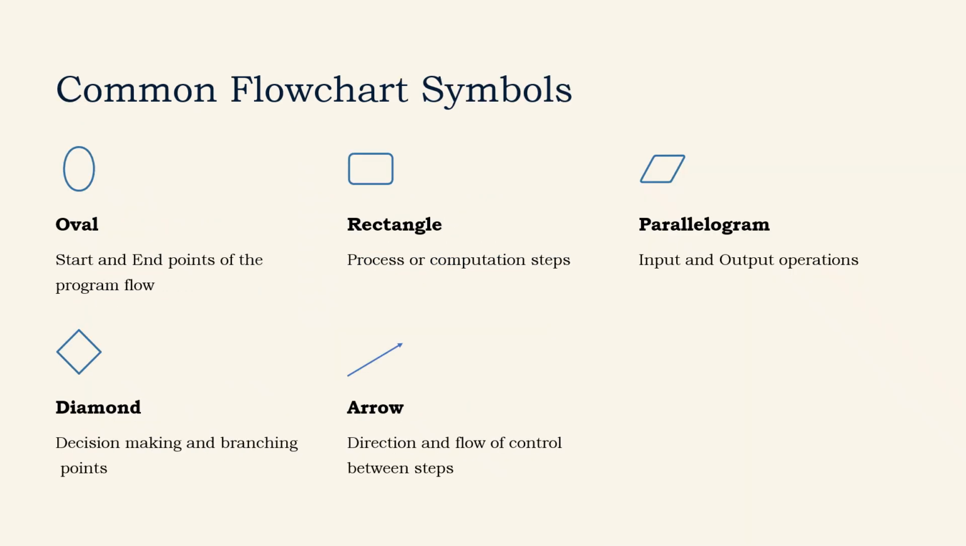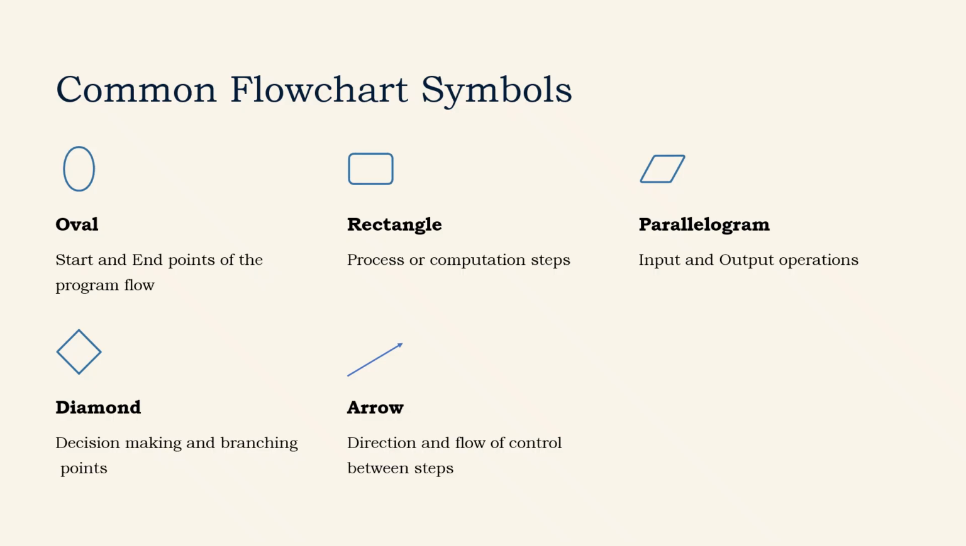Now, we will see the common flowchart symbols. Flowcharts use standardized symbols. Each symbol represents a specific operation. Now, let us discuss the most common symbols. You can see the oval, which marks start or end points of the program flow. The oval symbol represents the beginning or end of the program, for example, start and stop. This symbol indicates where the program begins and where it is going to finish.